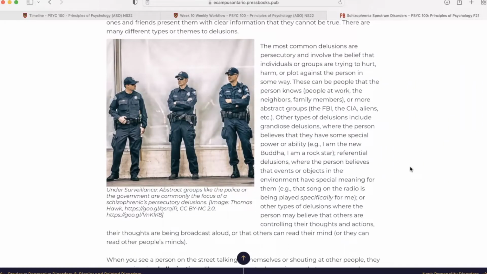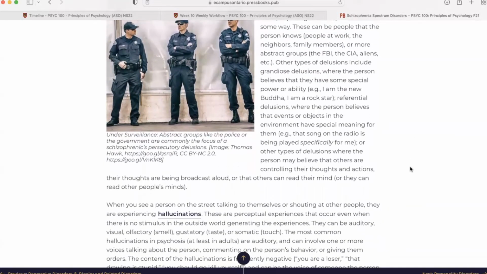Other types of delusions include grandiose delusions, where the person believes that they have some special power or ability. For example, I am the new Buddha, I am a rock star. Referential delusions, where the person believes that events or objects in the environment have special meaning for them. For example, the song on the radio is being played specifically for me.